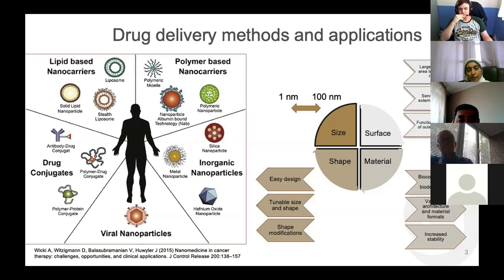At the moment, there are different methods used to deliver drugs, including lipid-based nanocarriers, polymer-based drug conjugates, viral nanoparticles, and inorganic nanoparticles. The use of those nanoparticles may increase biocompatibility and biodegradability, and a variety of architectures, materials, and forms can be used to increase the stability and the targeted delivery of the drugs.